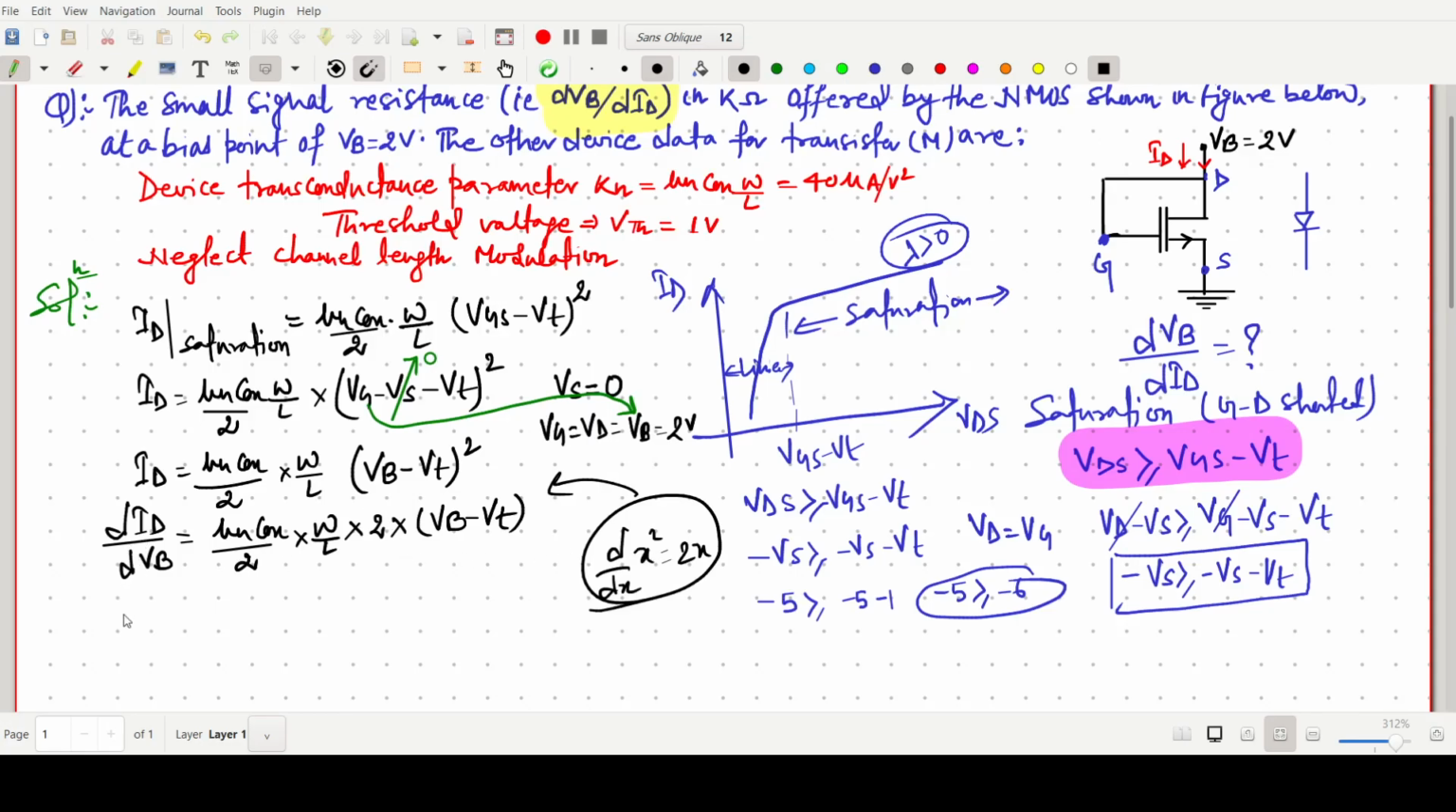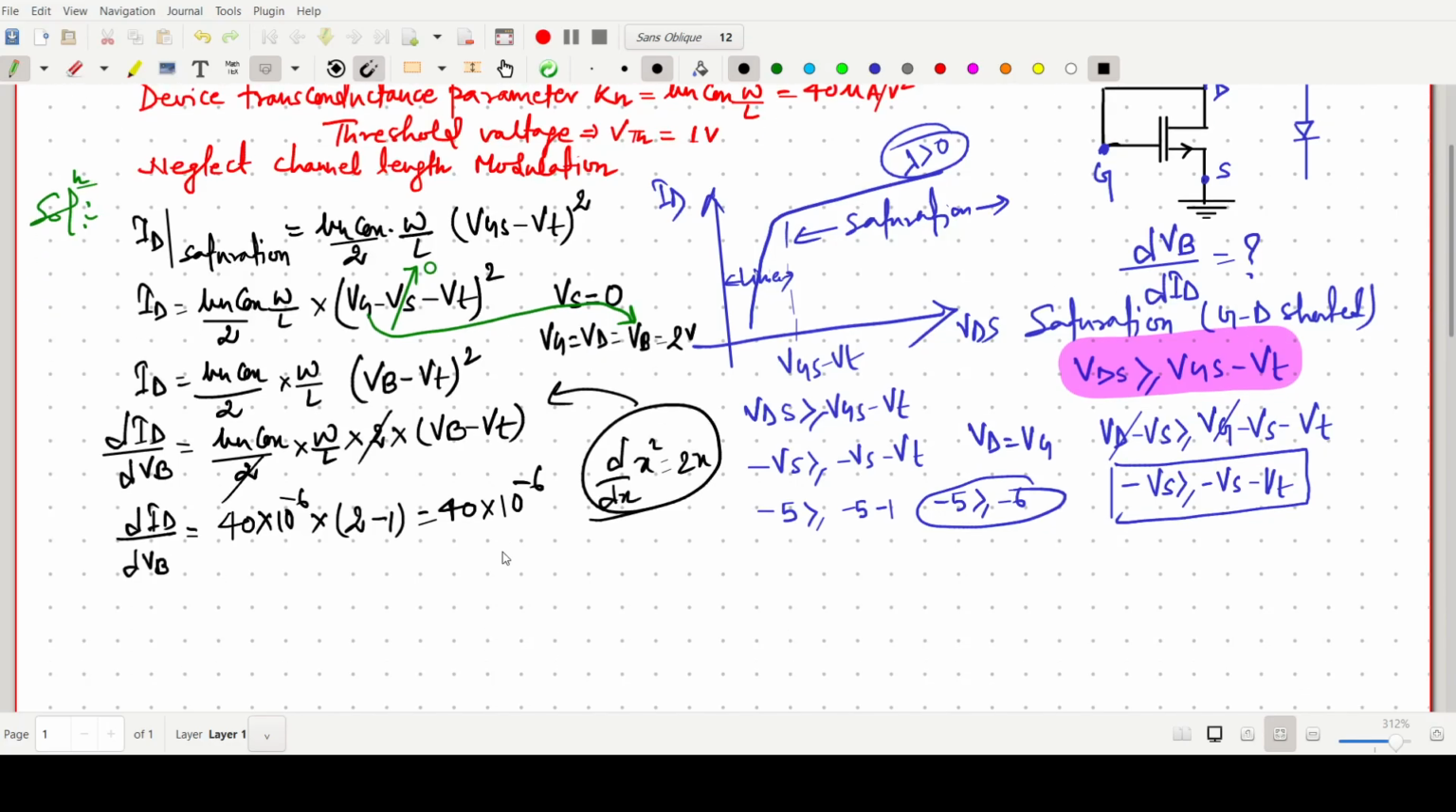So now del Id by del Vb. First find this one, del Id by del Vb is given. So mu n Cox W by L value is given, and this 2 and 2 will be cancelled, and this value mu n Cox W by L is given 40 micro. So one can write 40 into 10 to the power minus 6 into Vb minus Vt. Vb is given 2 volt, so I am writing 2 minus 1. So it should be 40 into 10 to the power minus 6.